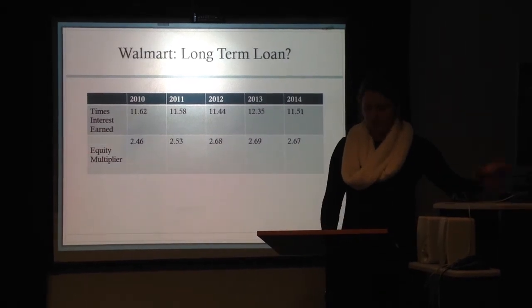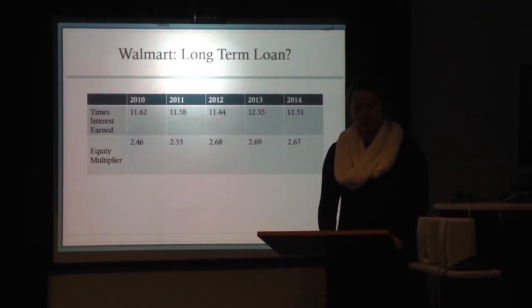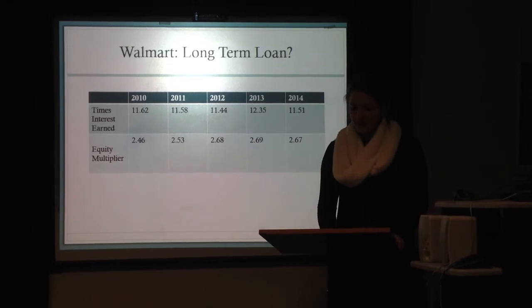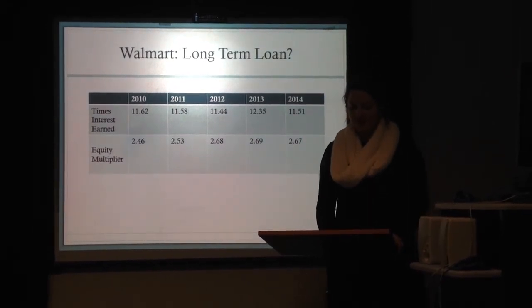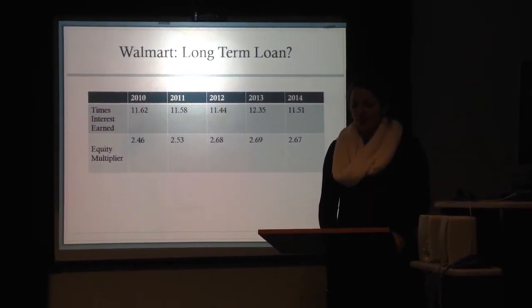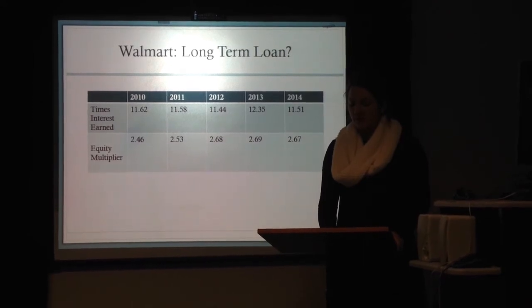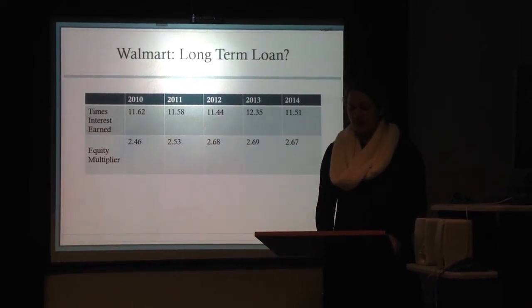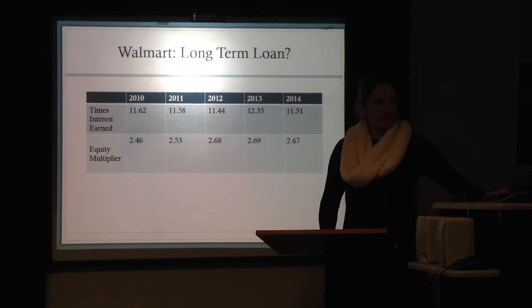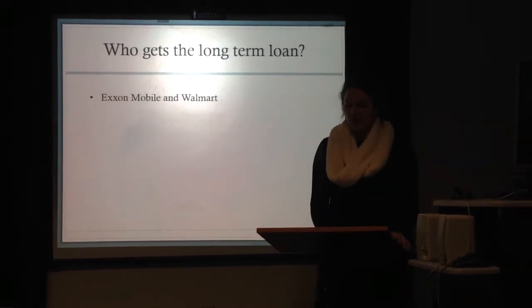Walmart has an extremely consistent times interest earned ratio. Its equity multipliers also seem to be consistent, as well as being relatively low, with the lowest being 2.46 and the highest being 2.69. I have chosen to give a long-term loan to both Exxon and Walmart.